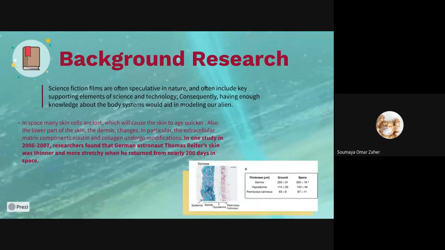In space, many skin cells are lost, which will cause the skin to age quicker. Also, the lower part of the skin, the dermis, changes. In particular, the extracellular matrix components elastin and collagen undergo modifications. In one study in 2006-2007, researchers found that German astronaut Thomas Reiter's skin was thinner and more stretchy when he returned from nearly 200 days in space.